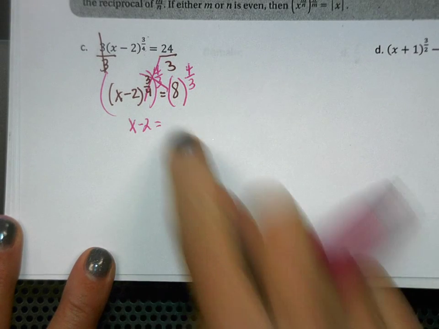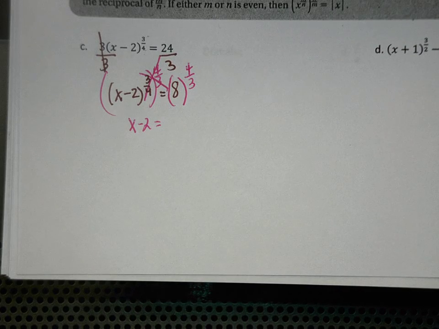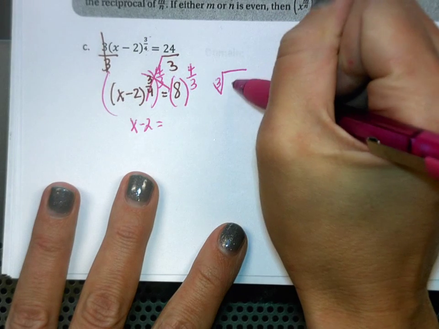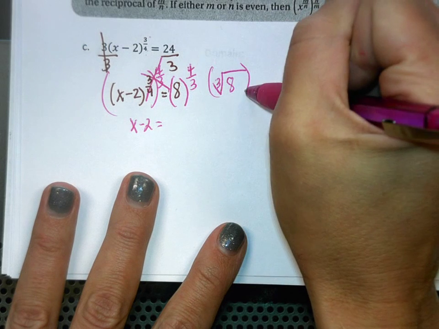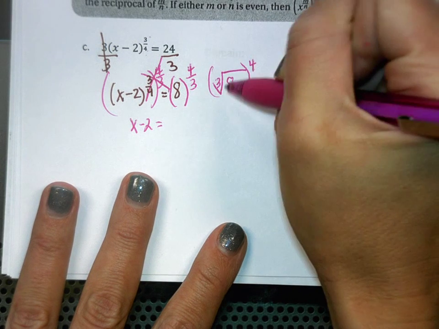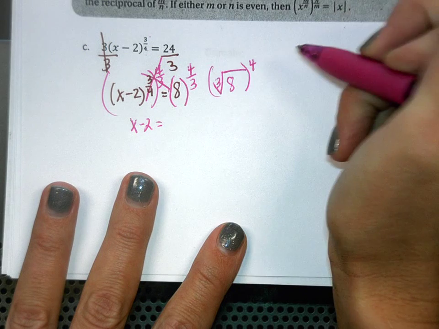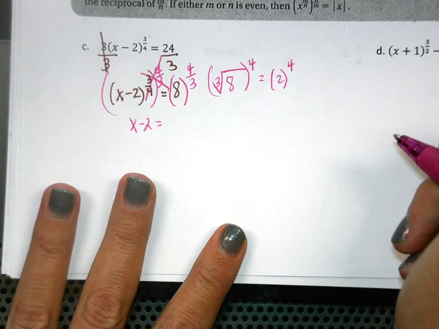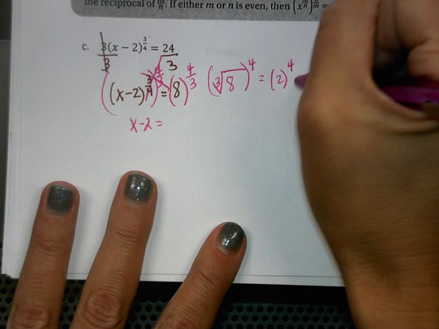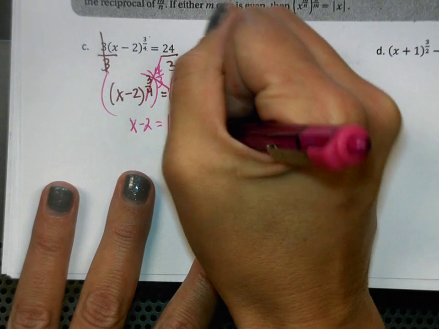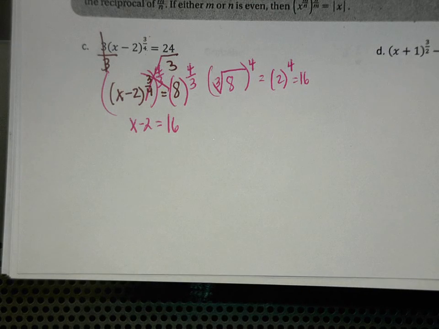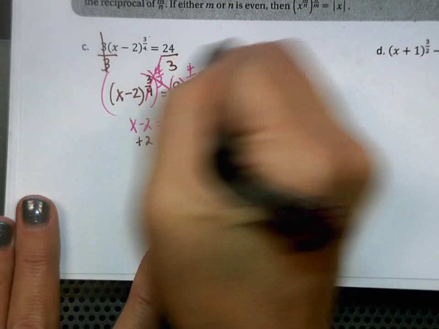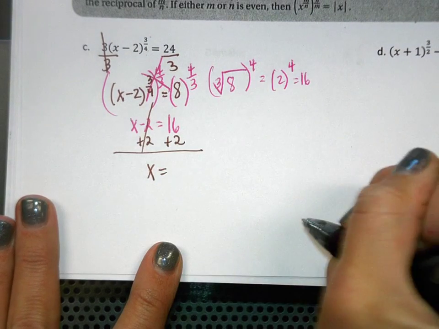How would I write this in order to simplify it? The 3rd. Good. So we have the cubed root, or the 3rd root of 8, and then that gets raised to the 4th power. Good. What is the cubed root of 8? 2. Good. And then 2 to the 4th power is 16, right? Because 2 times 2 times 2 times 2. So that's 16. And then what will I do now to solve for x? Add 2 to both sides. And so x equals 18.